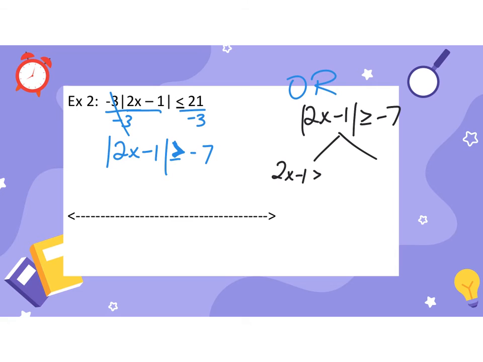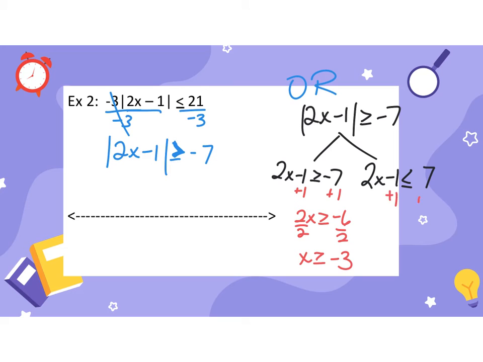2x minus 1 is greater than or equal to negative 7. Keep it all the same. Okay. Drop the bars on the next one. Flip the sign and make that a negative 7. 2 negatives make a positive 7. Okay. Solve it like normal. Let's do it. Add 1 on both sides. 2x is greater than or equal to negative 6. Divide by 2. X is greater than or equal to negative 3.